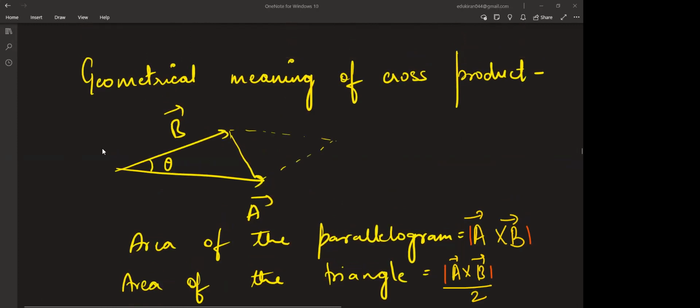Last topic, class, then I'll leave you all. Just in case it comes, the geometrical meaning of cross product. When you are taking the cross product, geometrically this becomes a parallelogram. A cross B is actually the area of the parallelogram. So when you have to calculate the area of a triangle, you write A cross B divided by 2. That's it. Why? Because A cross B represents the parallelogram, and A cross B we are taking, which represents the area of the parallelogram. Clear? So this is how we write it.